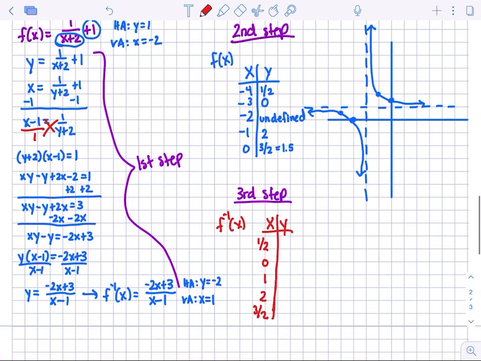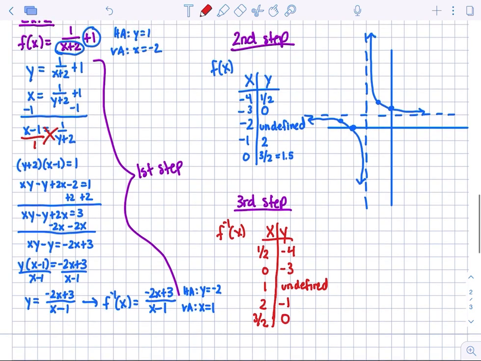Okay. Now let's do the inverse of that. Remember, you switch all of these coordinates to get the inverse. So we switch them. We're going to have 1/2, -4; 0, -3. We'll talk about that one later. 2, -1, and 3/2, 0. Now this is going to give us undefined because, remember, you put the vertical asymptote in the middle. And then from there you just venture off.